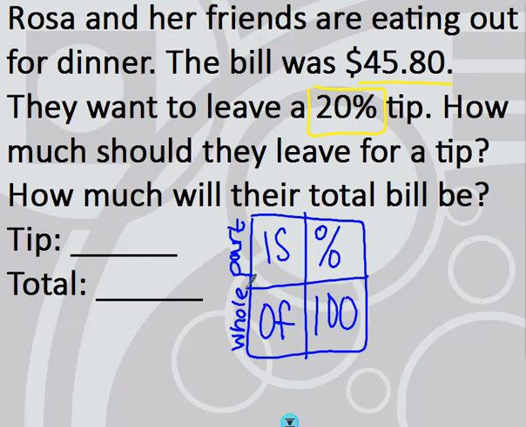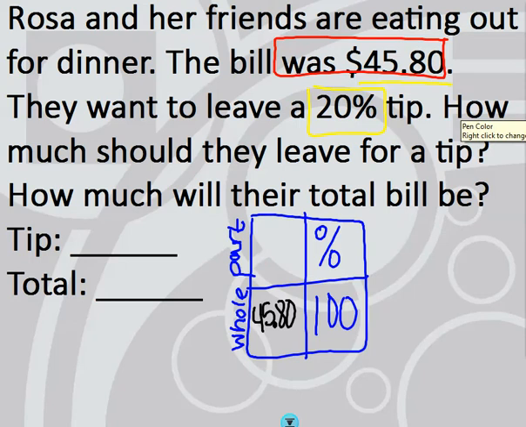So in this case, we do have a total. So it does say their bill was $45.80. So I'm going to go ahead and put that in the whole piece. So our of or our whole is going to be $45.80. And the is, the part, that's going to be where we are looking for our tip. So I'm going to kind of leave that blank for right this second. We're looking for what is the tip, what's the part of the $45.80.